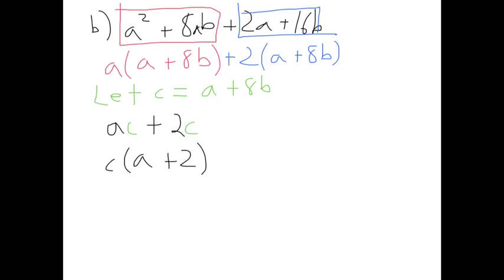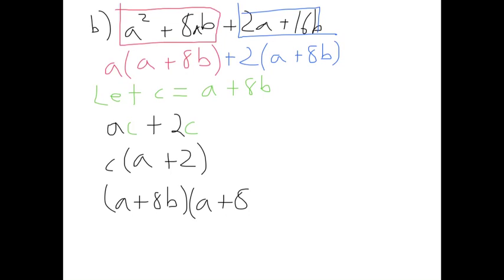Last thing I do, I bring the A plus 8B back. I replace this C back with what I started with, A plus 8B. And that will be my final answer: A plus 8B times A plus 2.